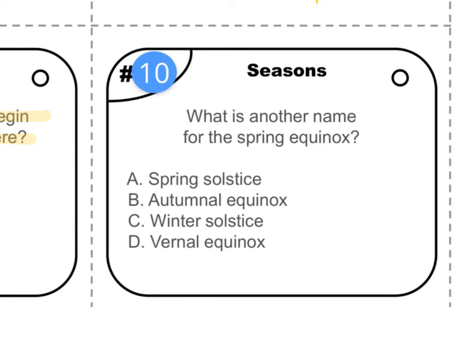Number 10. What is another name for the spring equinox? Spring solstice, autumn equinox, winter solstice, vernal equinox. The spring would be the vernal equinox, because there's no spring solstice, and winter solstice is not spring. Autumn means fall, so it's a vernal equinox.